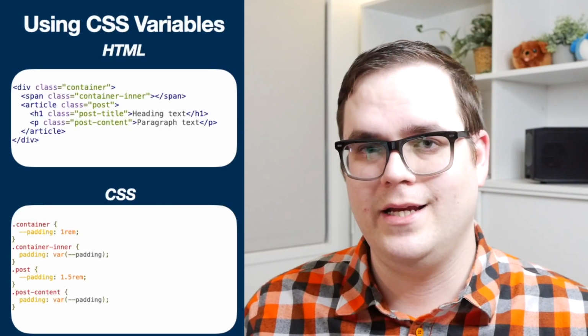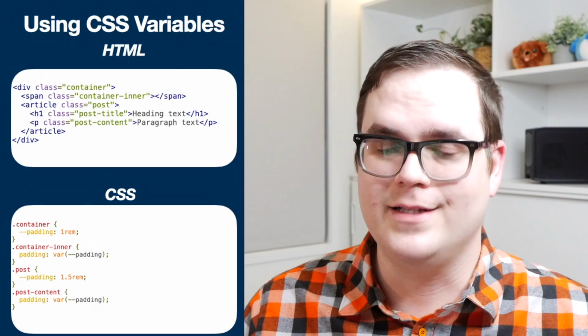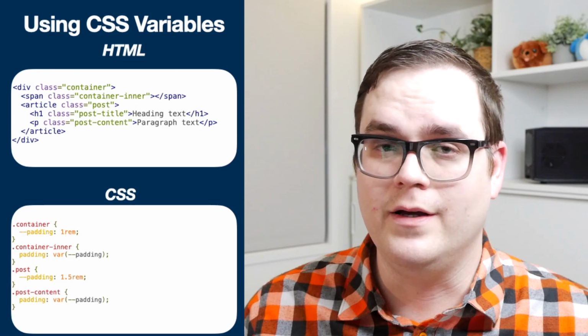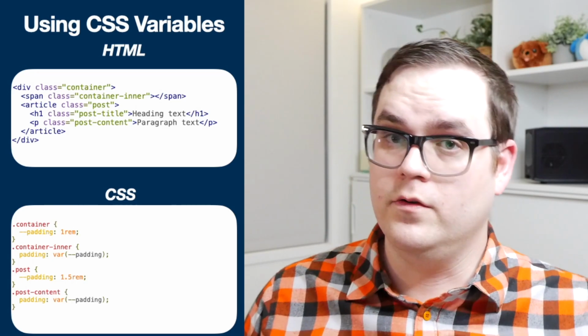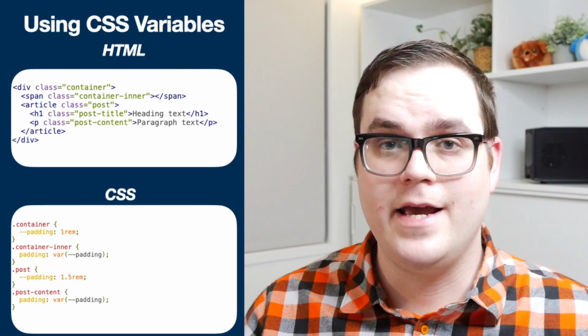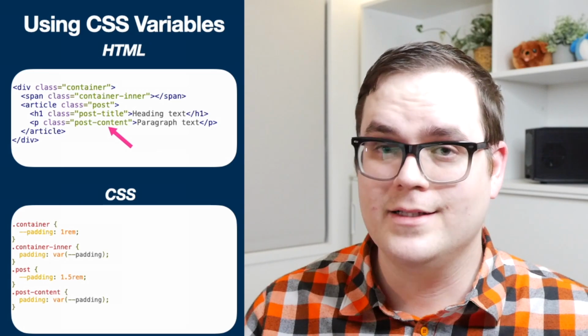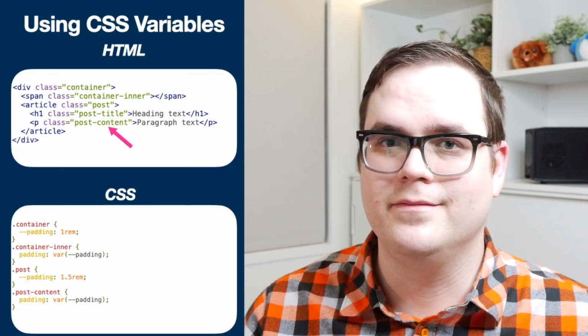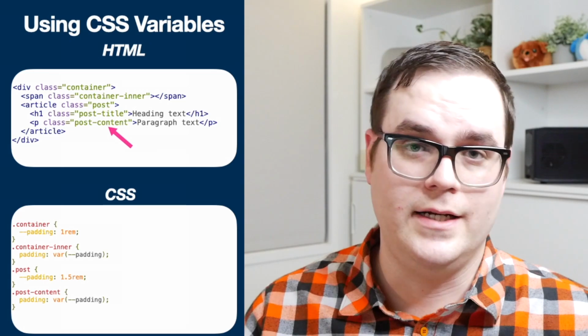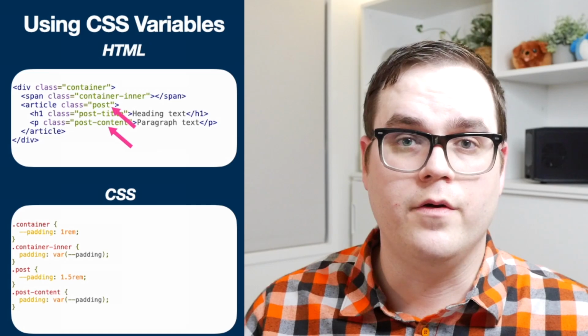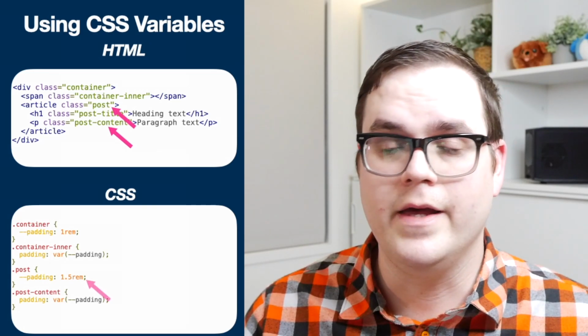But what about inheritance? Well, just like traditional CSS, which stands for cascading style sheet, CSS variables also cascade in nature, which means they will inherit from the parent if no custom property is defined. So, in an example that looks like this, the padding of the container inner and post content classes will be different because, by default, the target selector will inherit from its nearest parent. In this case, the post content selector inherits the padding value from its direct parent, post, with the value of 1.5 rem rather than 1 rem.